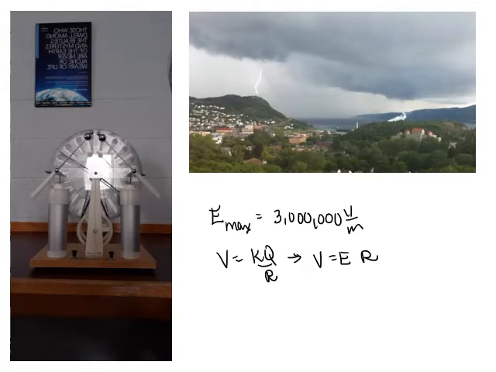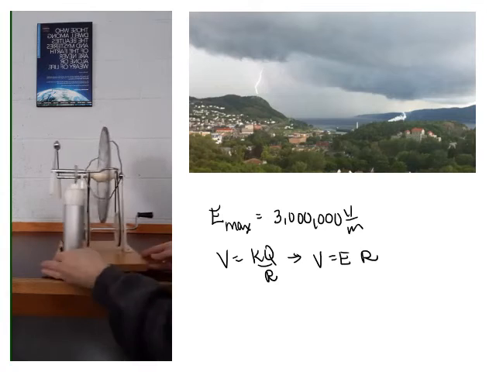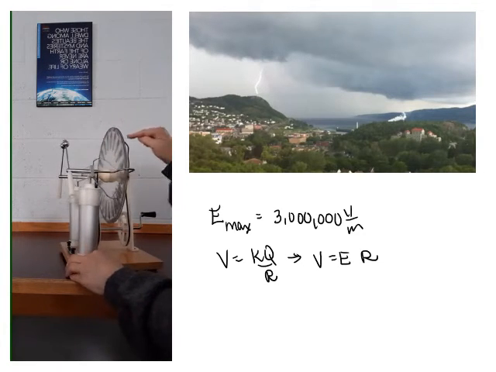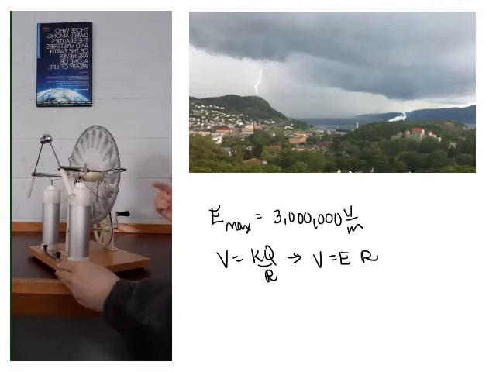Let's have a look at what that means. Here's a video I filmed down in the lab. This demo is called a Wimhurst machine. If you look, you see it has a hand crank on the back. I'm going to turn that. We've got some brushes here and some brushes here. When I turn the crank, the wheels are going to move in opposite directions.